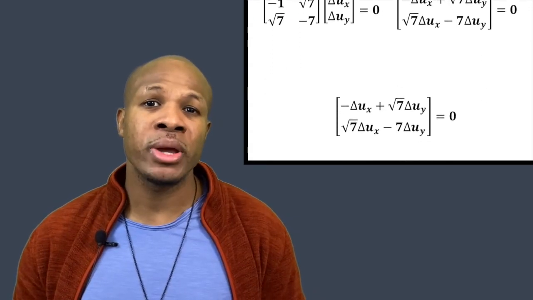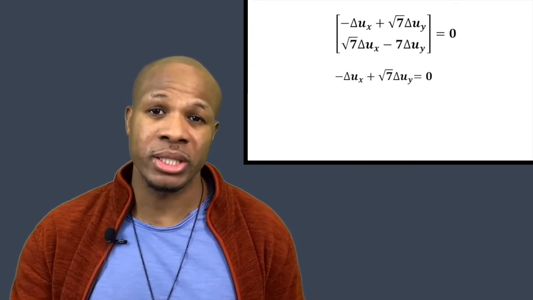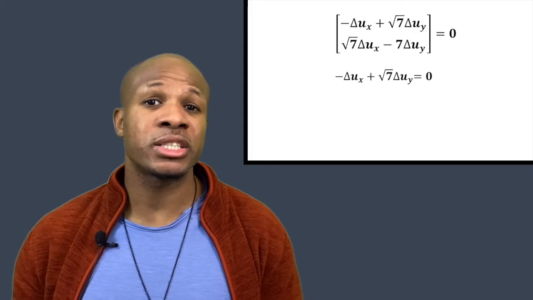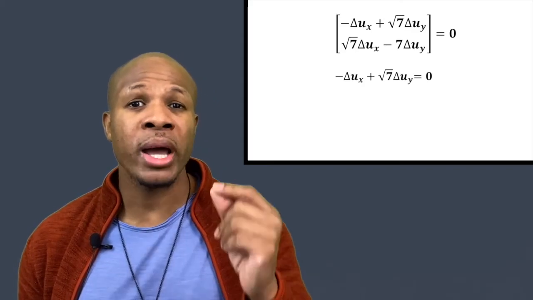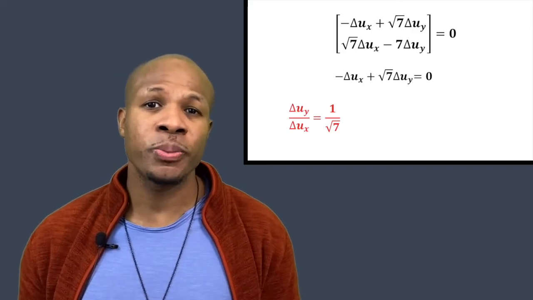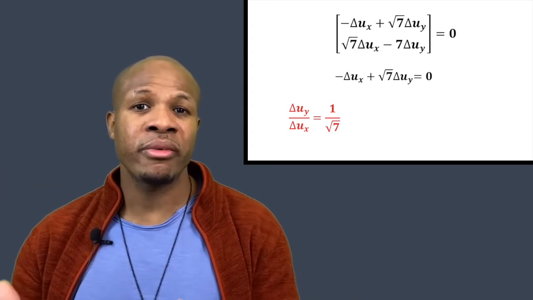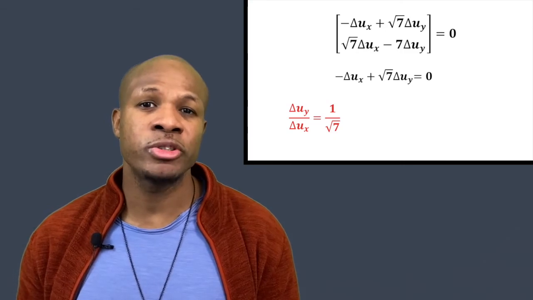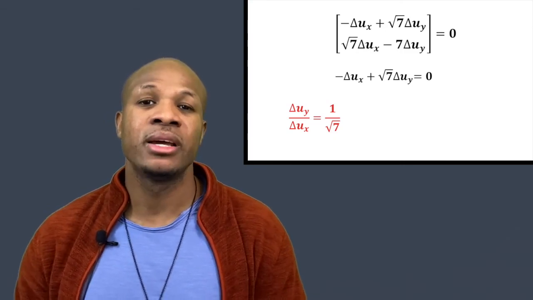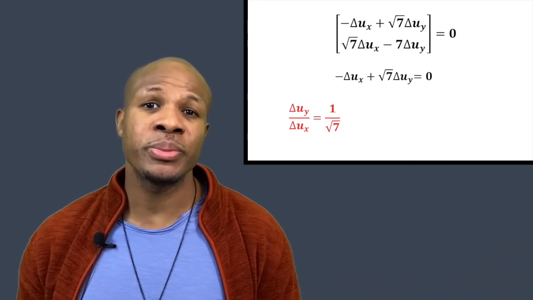We just want to know in what direction does our u vector point. To figure that out, all we need to do is get the slope, and the slope of the vector is the y coordinate divided by the x coordinate. The slope is the rise over run, the y coordinate over the x coordinate. So we have delta u sub y divided by delta u sub x, and that's going to be equal to 1 over radical 7. All right, so 1 over radical 7 is going to be the slope.